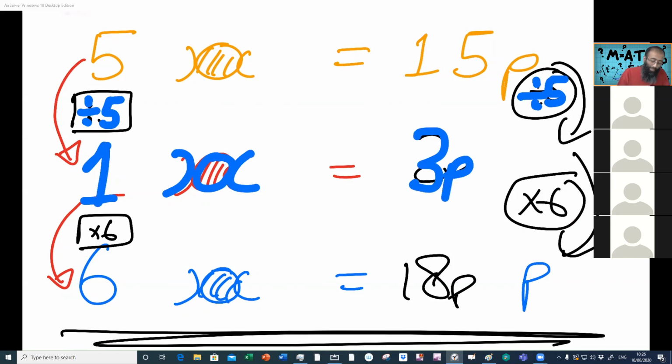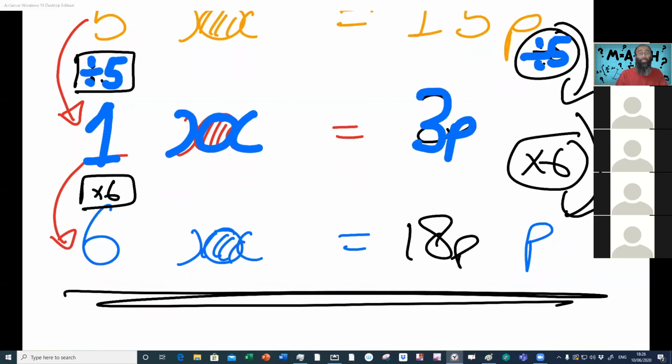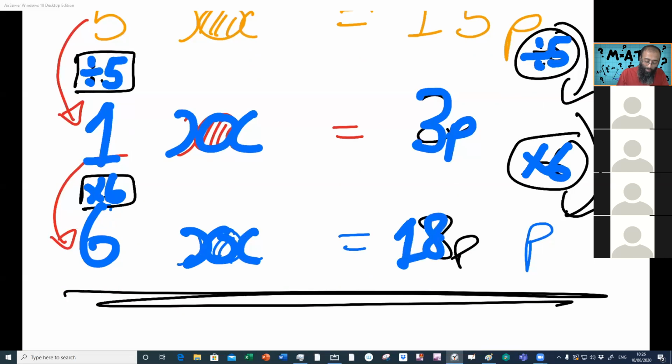Okay. Now we know the cost of 1 toffee. We can work out the cost of 6 toffees by multiplying by 6. So we got the unitary, the price of 1, then we times it by 6. So we times this side by 6, we times this side by 6. What you do on one side, you repeat it on the other side. So that gave us 6 toffees, which is equal to 18 pence.